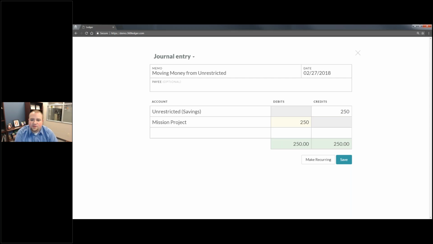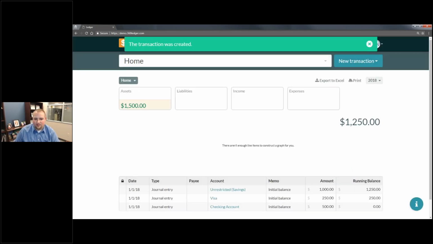Now, as I type those in, you can see at the very bottom, we get the total there, 250, 250. It's green, they match. This is a valid transaction. This is actually what you would call just a transfer between two accounts, but you have to put that in and balance that correctly. So I'm going to go ahead and save that, and we're going to take a look at the account balances.